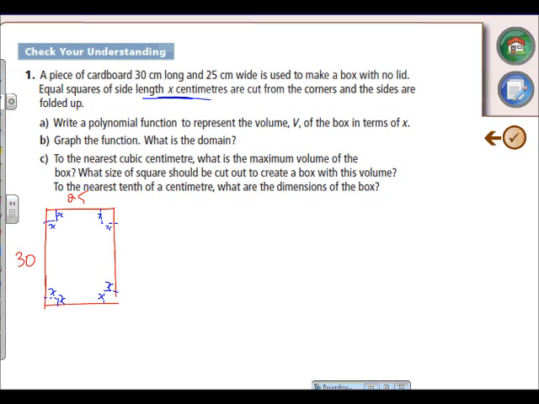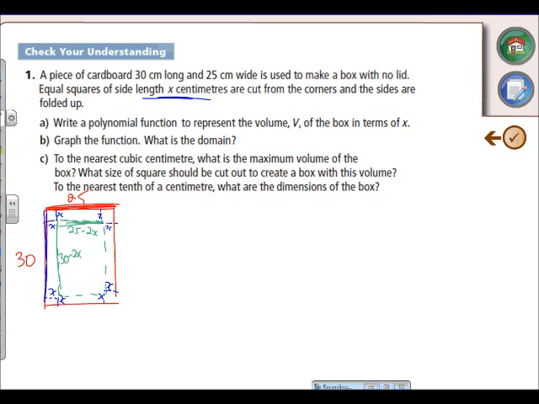And then we're going to fold that together. So, cutting out that part and folding it up. At this point, right along here, this whole thing was 30 centimeters. Now, the inside has 2 x's taken off. So it's now 30 minus 2x on that inside. Same kind of thing. The outside here was 25, but again, 2 x's were taken off. So the inside here is now 25 minus 2x.